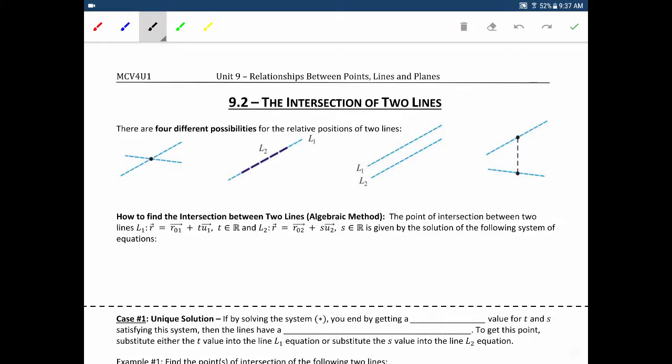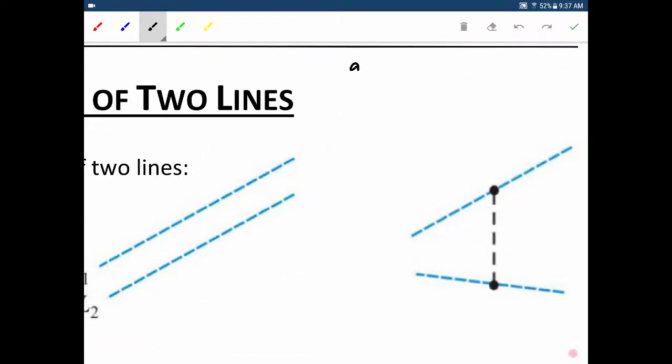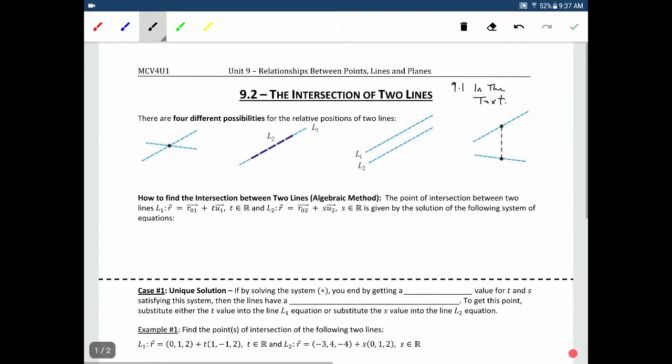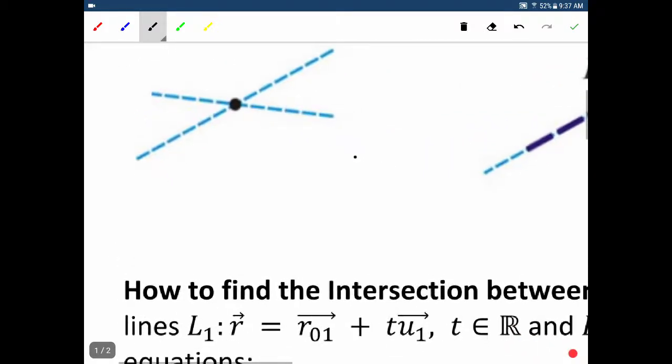Hey guys, today we're going to take a look at the intersection of two lines. Now, before we begin, it is worth noting that even though this is called 9.2 in your notes, it is 9.1 in the text. Okay, which we did already do some of 9.1 in the text, but so this sort of finishes it off.